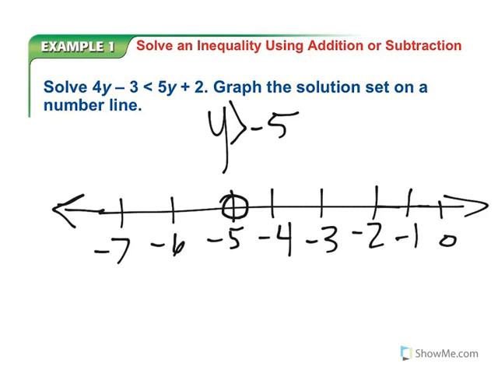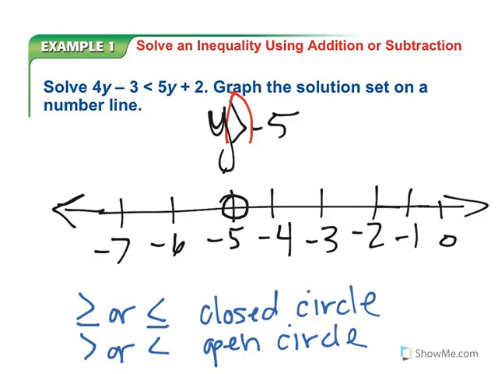Now, to determine whether or not it's an open or closed circle, you have to look at your inequality sign. If there is not a line underneath it, then it's going to be an open circle. If there is a line underneath it, then it's going to be a closed circle. And I put the rules down there for you at the bottom. Okay, so in this case we have no line, so it's going to be an open circle.